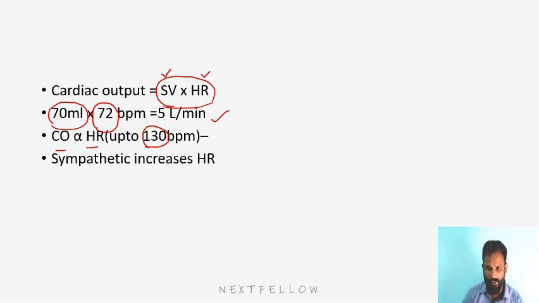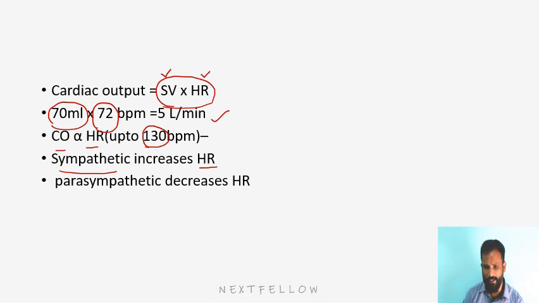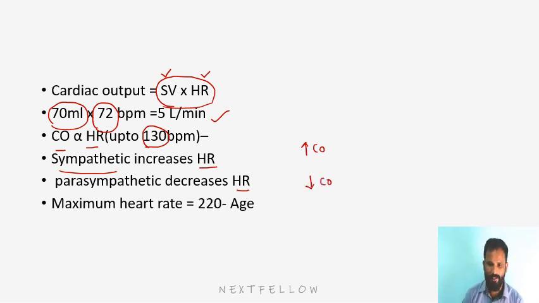So we know that the sympathetic nervous system increases the heart rate, and the parasympathetic decreases the heart rate. So proportionately, increased cardiac output is seen with sympathetic and decreased cardiac output is seen with parasympathetic. As well, if we assess a person's maximum heart rate, it is 220 minus his age. So this is the maximum attainable heart rate.